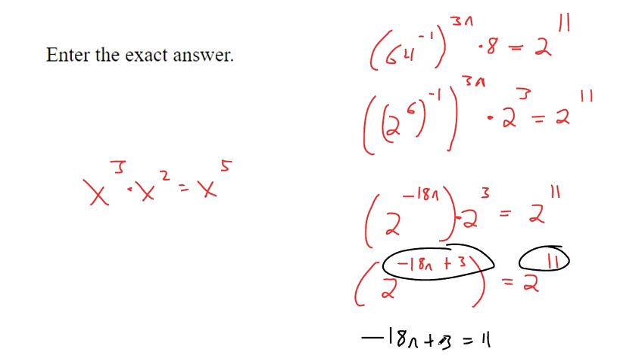Okay, so to solve that equation, that one's pretty straightforward. Just subtract 3 from both sides. That makes 8. You get negative 18n equals 8. Divide both sides by negative 18, so you get negative 8 over 18. Or when simplified, it's negative 4 over 9.